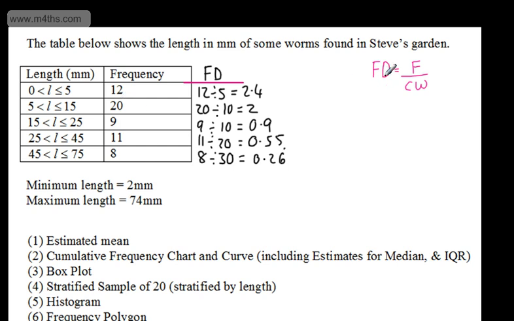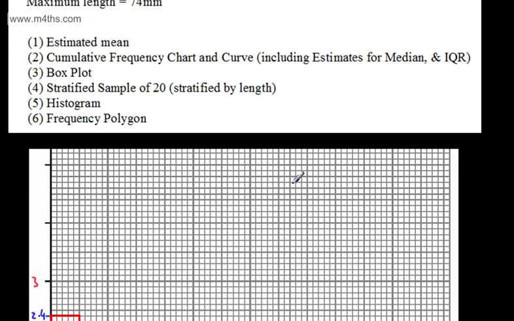If we look at this and just rearrange this equation, multiplying both sides by class width, class width multiplied by frequency density gives us the frequency. We could also say that the class width is going to be equal to the frequency, let's write it this way around, divided by the frequency density. So remember that frequency density is frequency divided by class width, and you can rearrange them and then find other values.